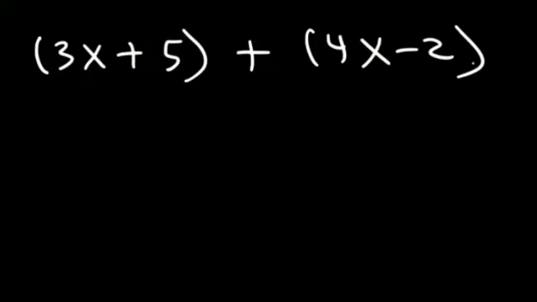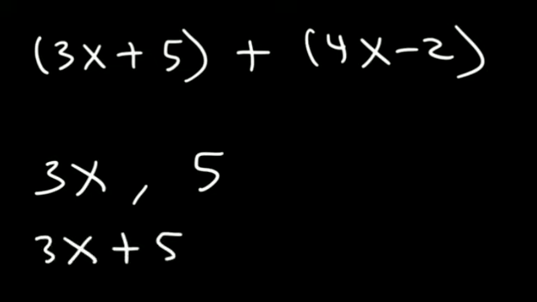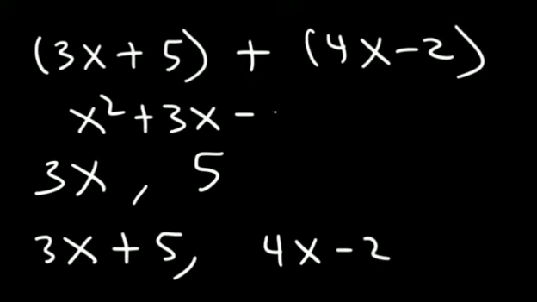So we're adding two binomials. A monomial is simply one term. So 3x is a monomial, 5 is a monomial. But put it together, like 3x plus 5, it becomes a binomial. 4x minus 2, that's a binomial. x squared plus 3x minus 8, that's three terms, so that's a trinomial. 3 is for tri.